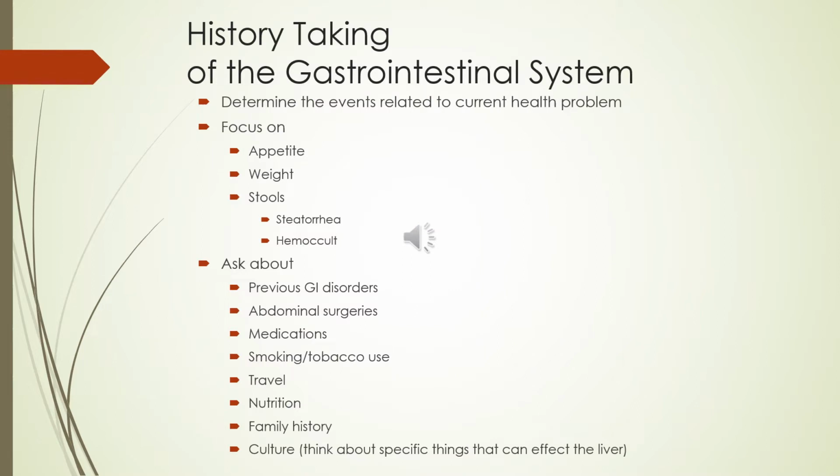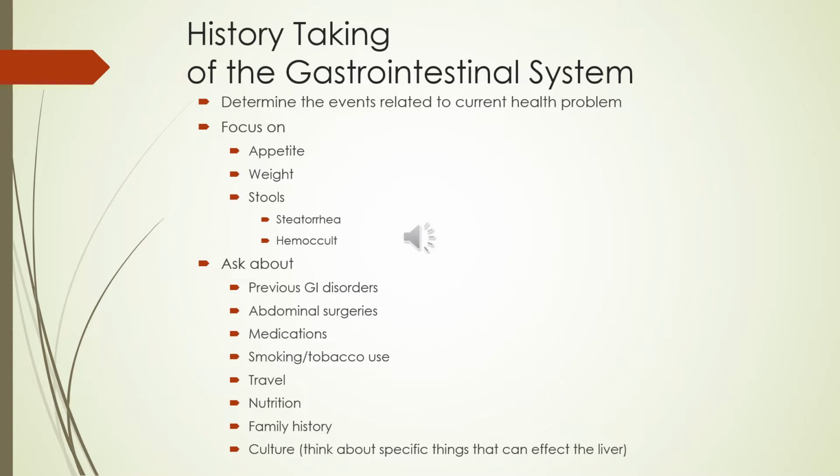So as part of our nursing care, taking a history of the gastrointestinal system is very important. We need to determine events that are related to the current health problem. We'll want to focus on appetite. Do we see any changes in the appetite? How about the weight? Are we seeing increases or decreases in our weight? And then stools, we want to know if the stools are a normal color, or are we seeing steatorrhea stools, which are tan in color and denote that there are fatty contents in them, or are our stools hemoccult positive with blood in them, which can denote bleeding?